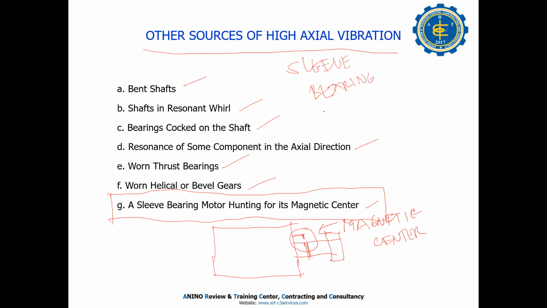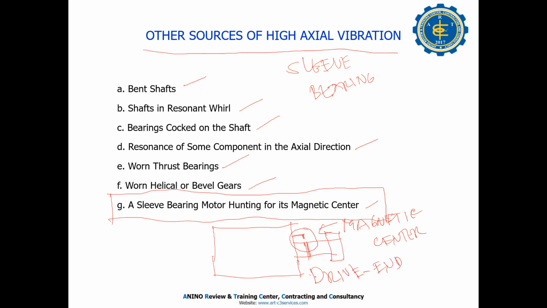There is a magnetic center because with the sleeve bearing, the shaft will move from drive end to non-drive end, so it should stay on the center. But is it on the anti-friction, the drive end? Is it on the drive end? Okay. Yeah, drive end.